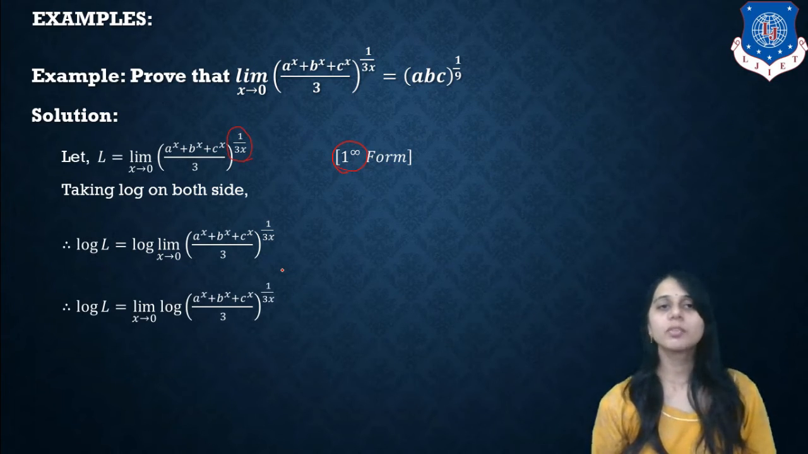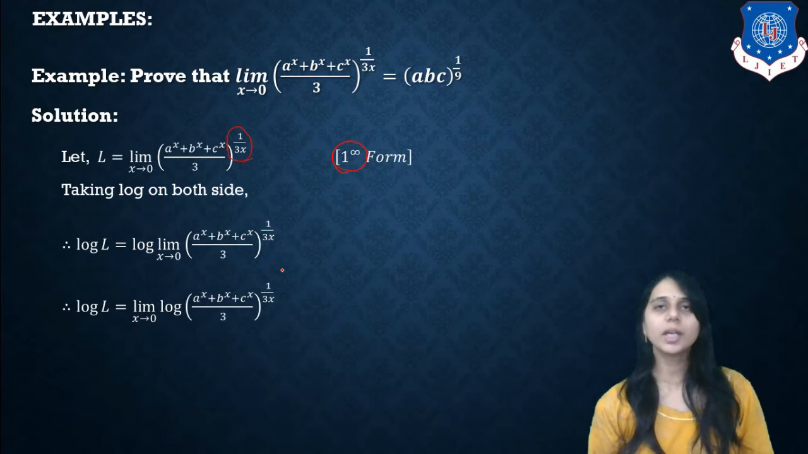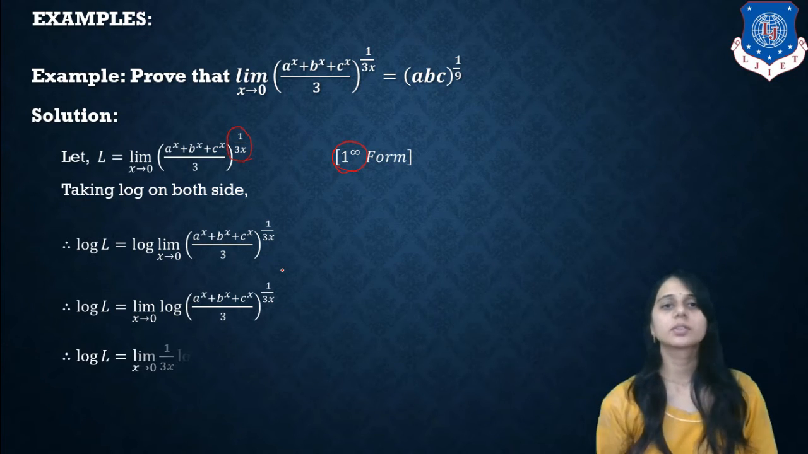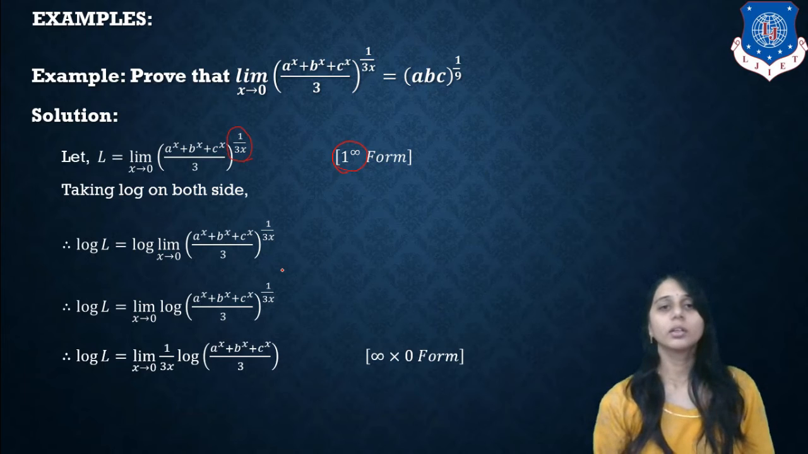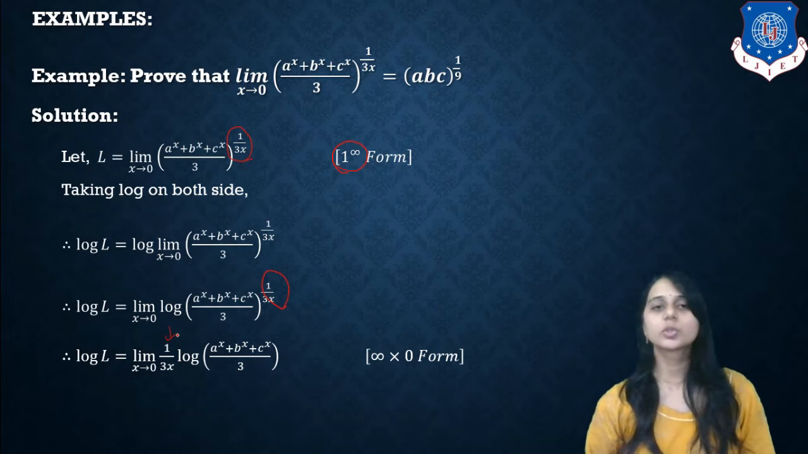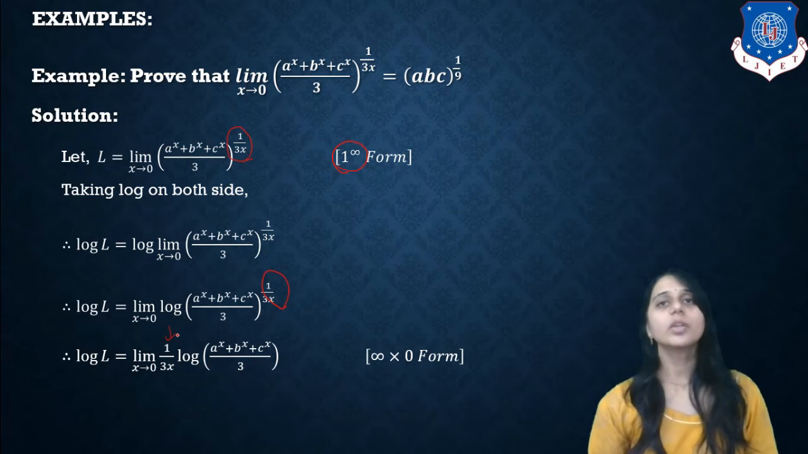Using the log property, we get log L equals the limit as x tends to 0 of log of ((a^x + b^x + c^x)/3)^(1/(3x)). Here 1/(3x) is a power. By the log property, we get the limit as x tends to 0 of (1/(3x)) log((a^x + b^x + c^x)/3). Now it is an infinity into 0 form.